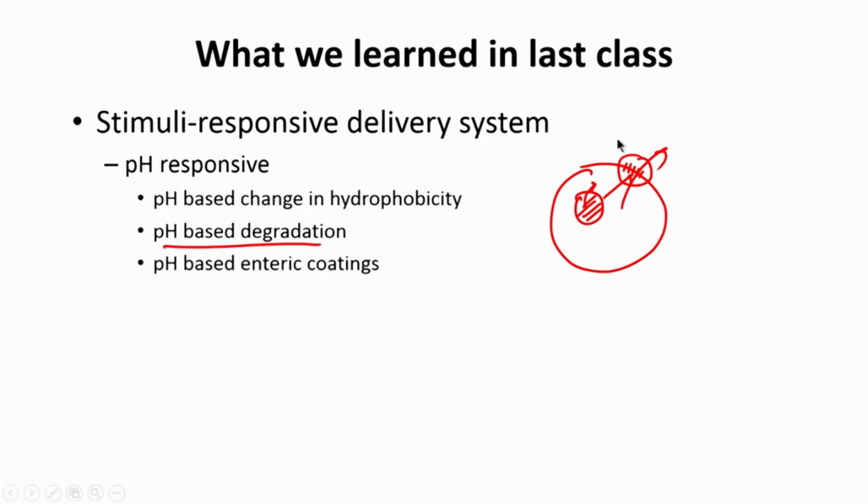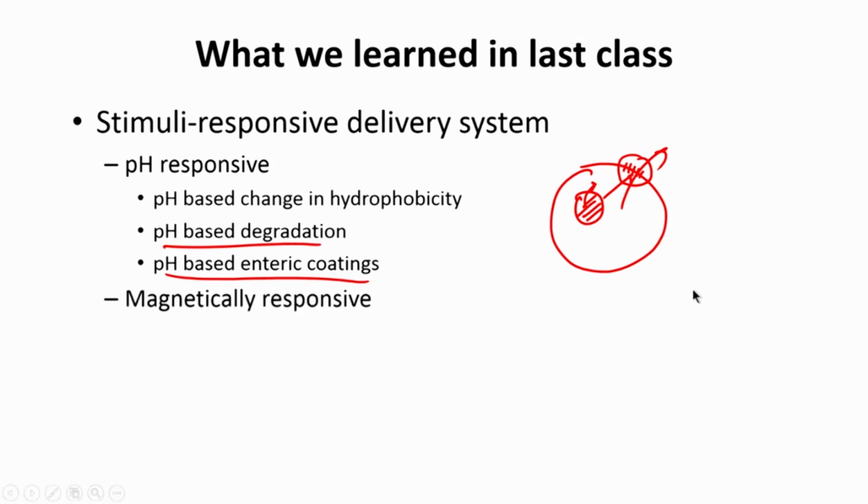The last thing we talked about was enteric coating, which we have discussed several times. This is a coating you coat over your oral tablets or oral delivery methods, which will remain insoluble at low pH, but will become soluble as the pH increases. So, basically it protects the drug from the harsh environment in the stomach.